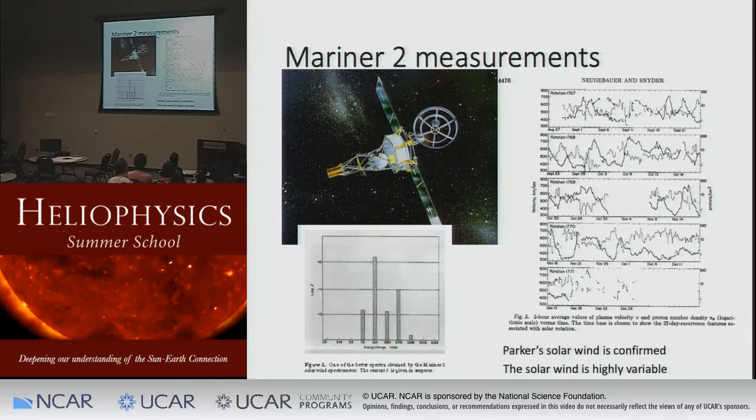So you can look up these papers. They're by Neugebauer and Snyder and Neugebauer from the early 60s, 62, maybe 63. So at that time it was confirmed. It was understood that there's a prediction of a solar wind. There are the comet tails. And now there are clear measurements of a cold, fast beam in the solar wind ahead of the Earth's magnetosphere.